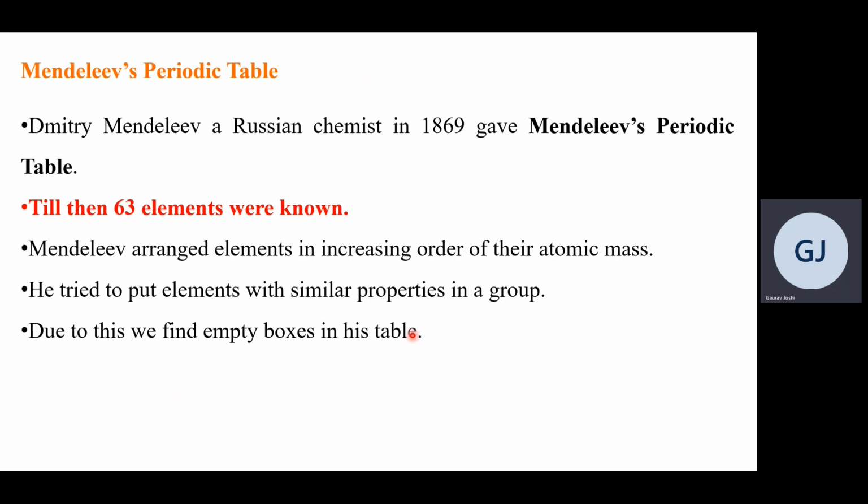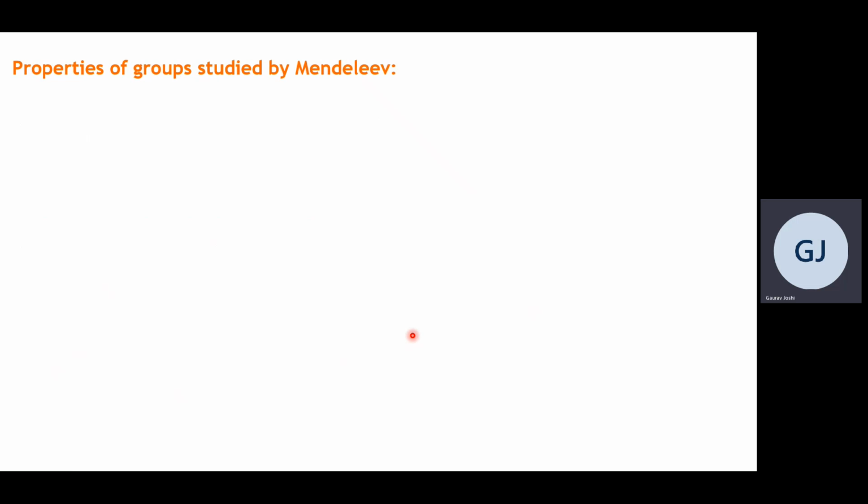He also did one more good thing: he put in some free boxes, right? He was sure that some elements were missing and could be found in the future. So he put some blank boxes, so that these atoms could be placed there once they were discovered, right? So this was his thing.